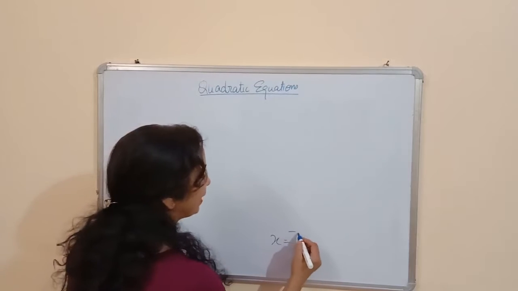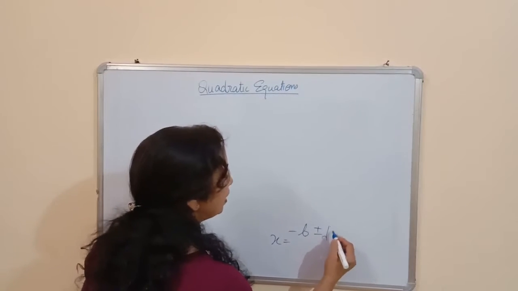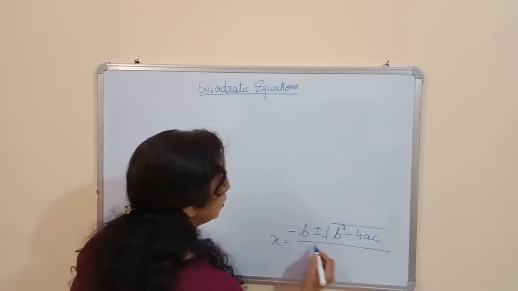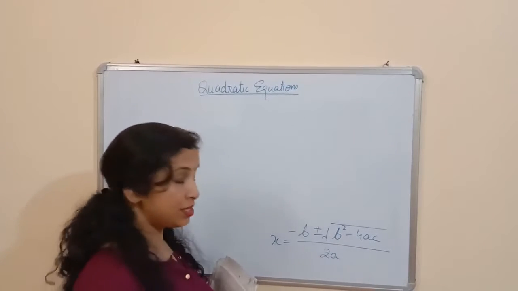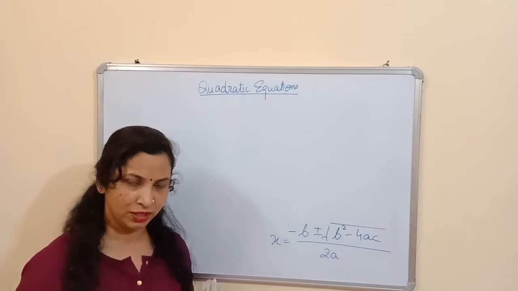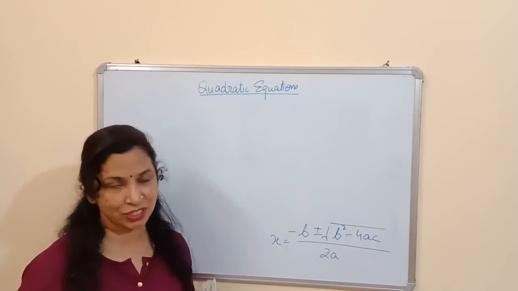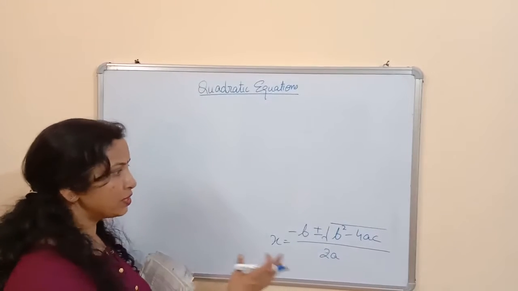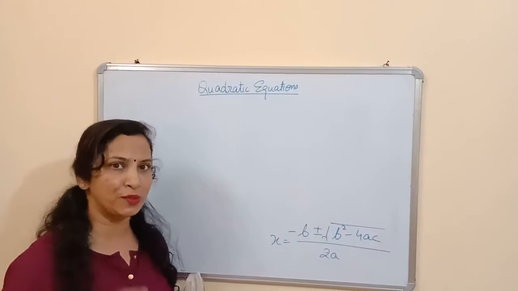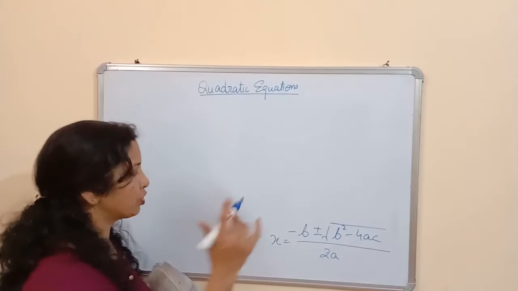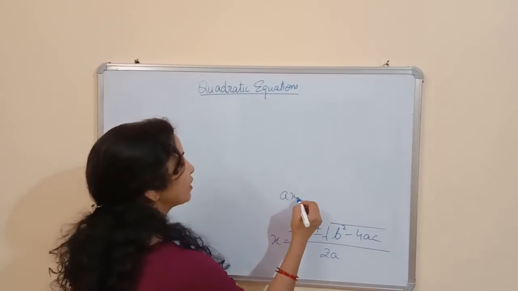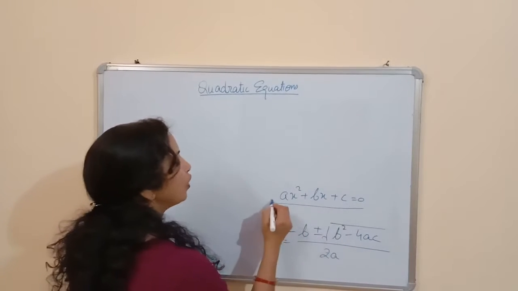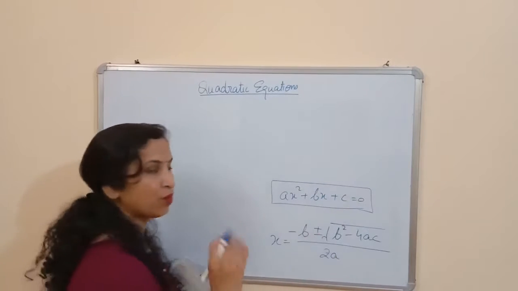So this is the formula: x is equal to minus b plus minus under root b square minus 4ac upon 2a. This is the Sridharacharya formula, named after the scientist Sridharacharya, and it is also called the quadratic formula. By using this formula we can get the two values of x. You know, the quadratic equation is always in the form ax square plus bx plus c is equal to 0.